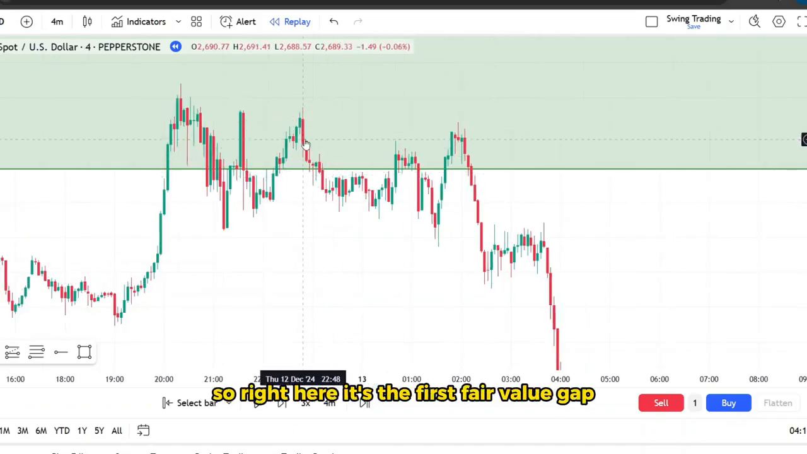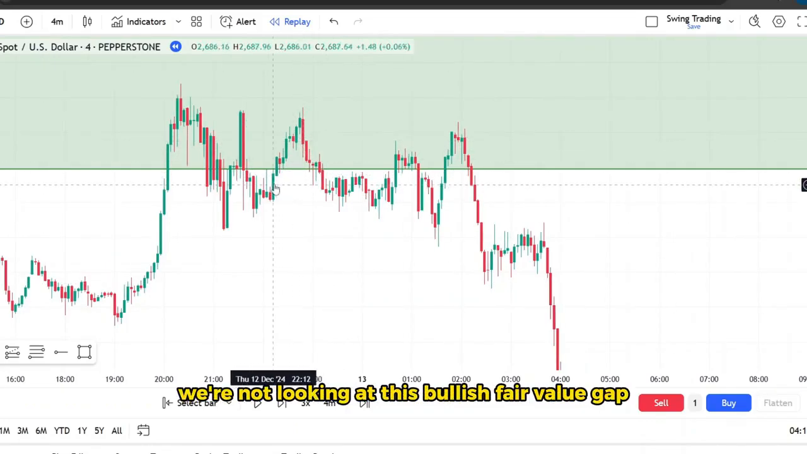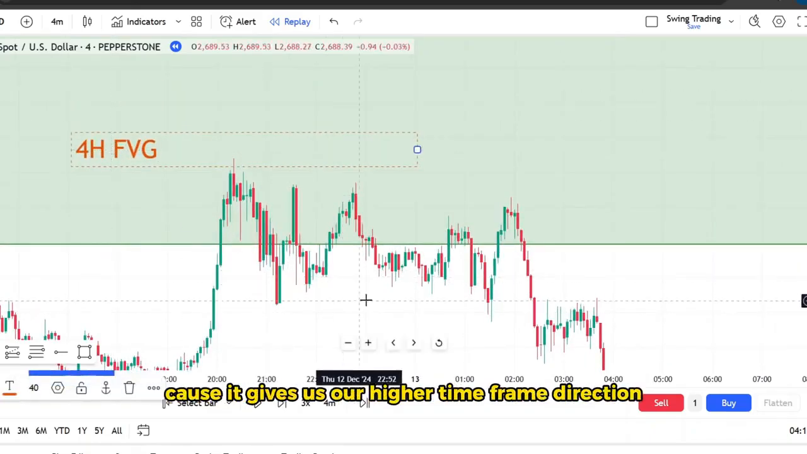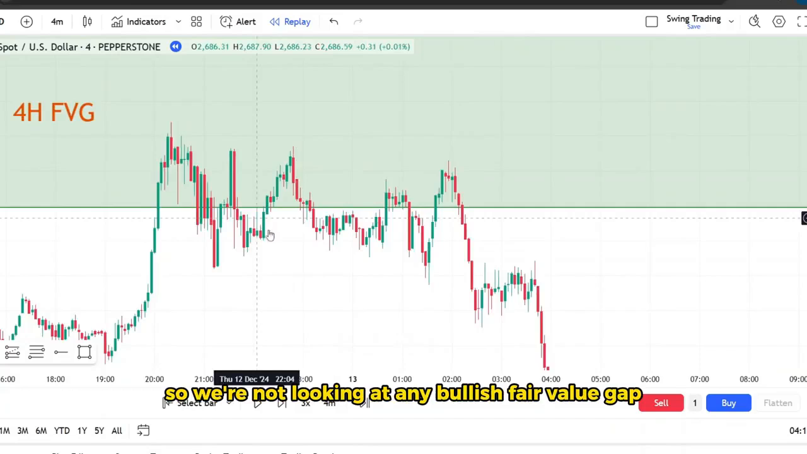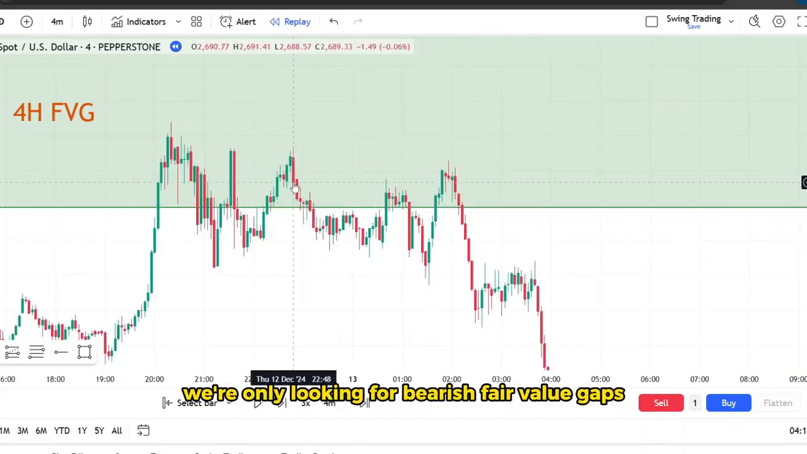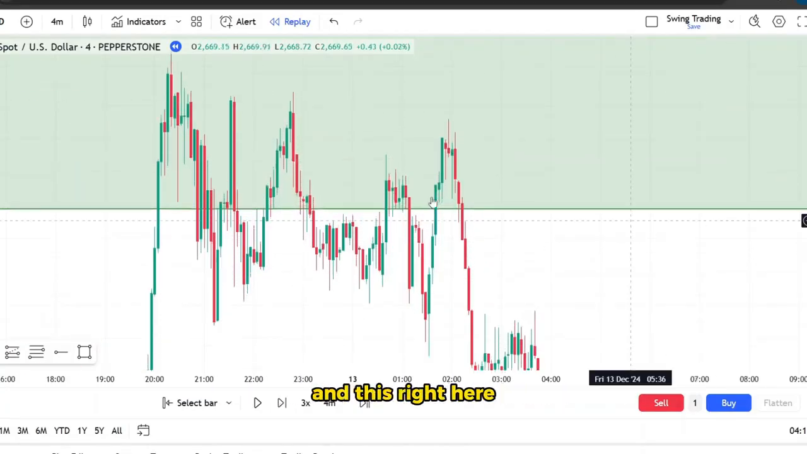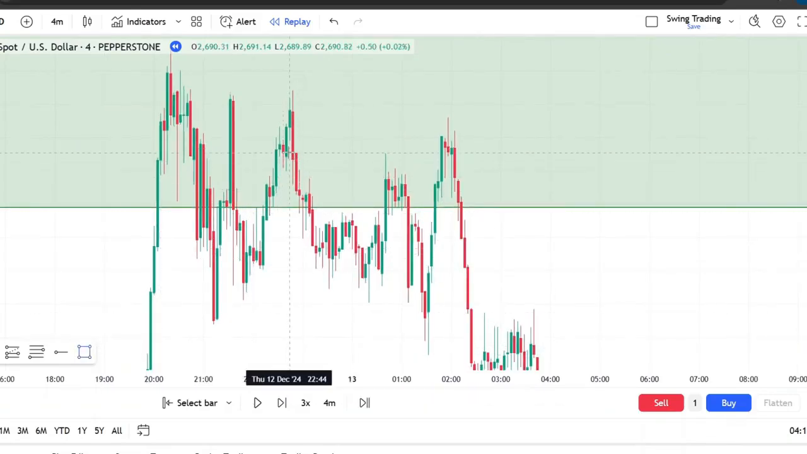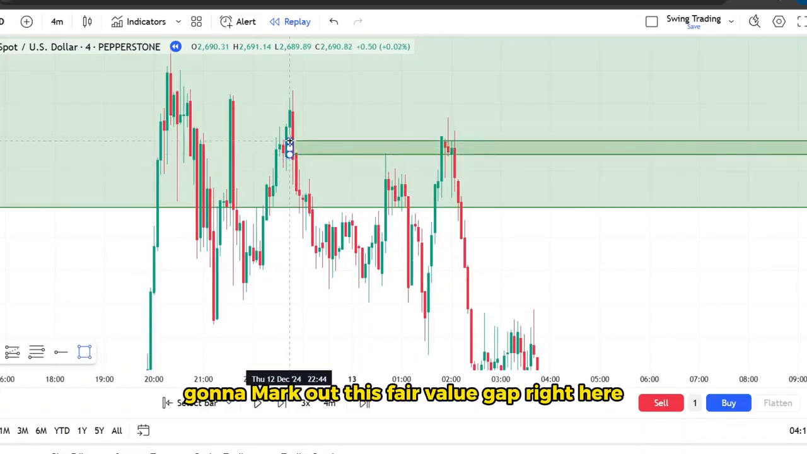So right here, it's the first bearish fair value gap that forms, right? We're not looking at this bullish fair value gap. The whole reason we use the 4 hour chart is because it gives us our higher time frame direction. So we're not looking at any bullish fair value gap. We're only looking for bearish fair value gaps. And this right here is your first fair value gap that forms. So what you're going to do is mark out this fair value gap right here.